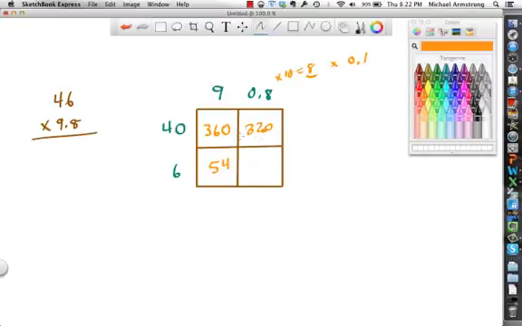Okay, and then we do the same thing over here. 6 times 8 is 48. And then we put the decimal back in, so we multiply by 10 so that we're multiplying by 8 instead of 0.8. That's 48, and then multiply by 1/10 to get the decimal back in. It's 4.8. Okay, so this should make sense from the last lesson.